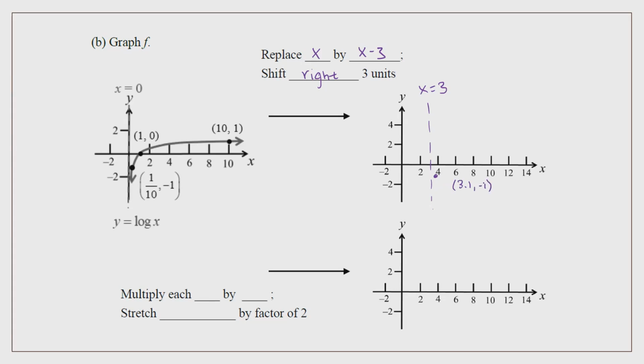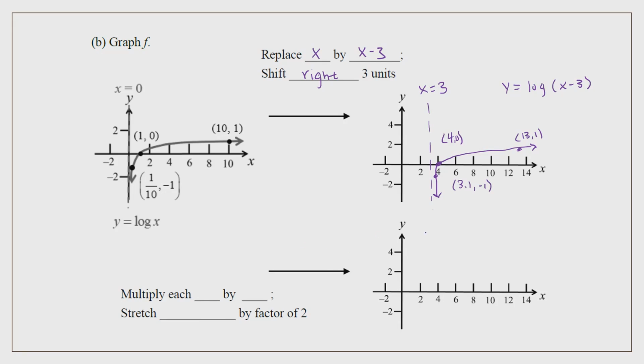Okay. Next we have 1, 0. And so now shifting to the right 3 units, we'll have 4, 0. Then we had 10, 1. So now we'll have 13, 1. Okay. And so now we can connect those dots. Okay. And our next transformation. Okay, so this is y equals the log of x minus 3.